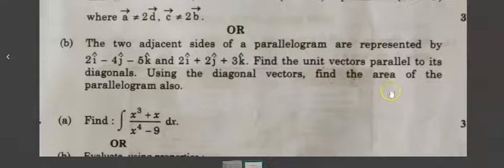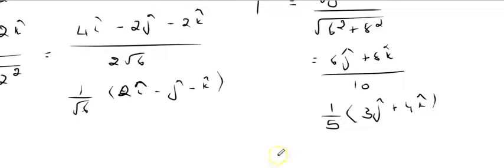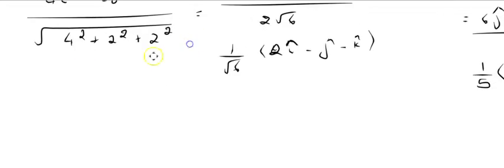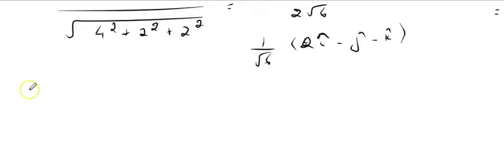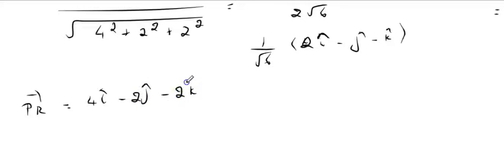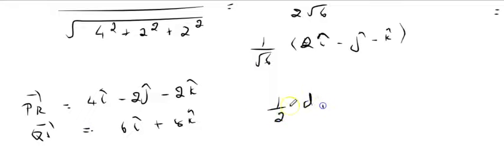Next is asking us to find out the area using the diagonal vectors. So we have already found out PR vector and QS vector. We don't take the unit vectors, we have to take the diagonal vectors. That is, PR vector we found out to be 4i minus 2j minus 2k, and QS vector is equal to 6j plus 8k. Now area of a parallelogram using the diagonals is nothing but half into D1 cross D2. Okay, modulus of half D1 cross D2.